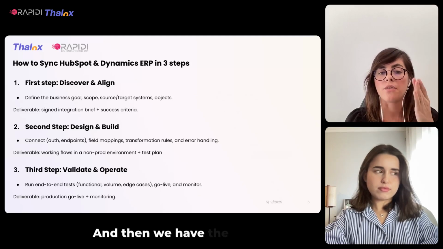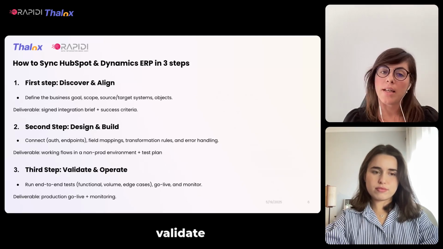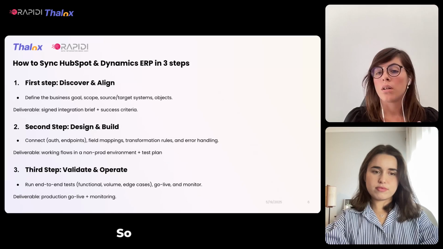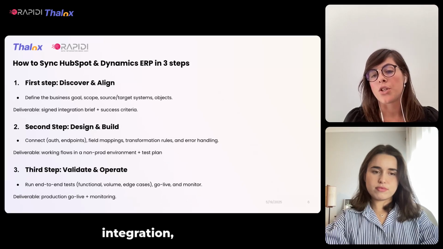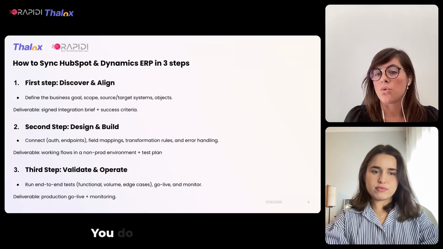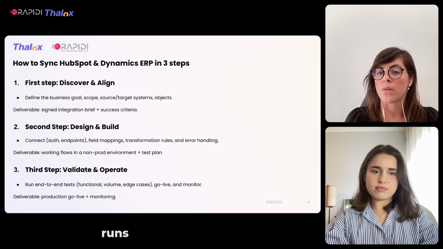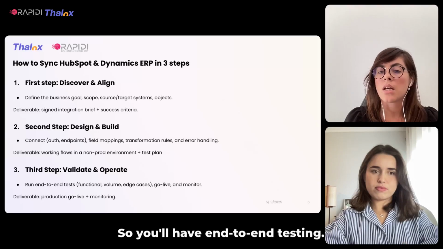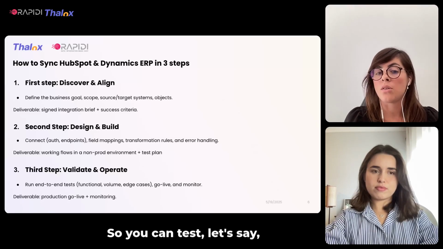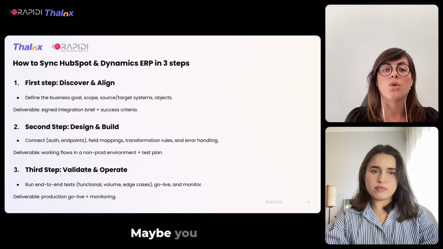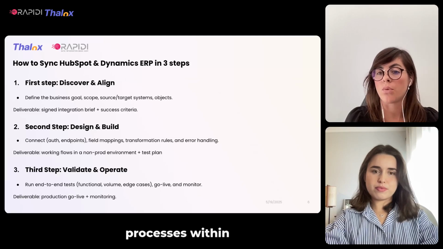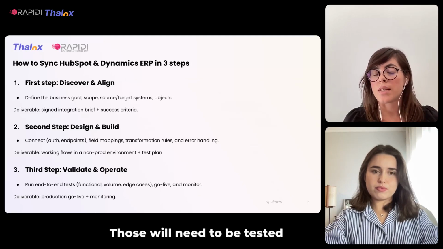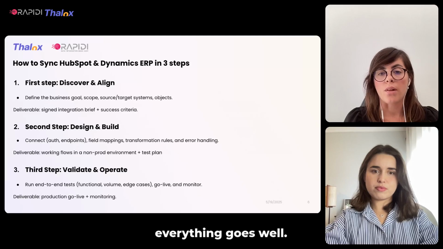And then we have the third step, which is validate and operate. So the idea is that when you build the integration, you do have to go through testing. You do want to make sure that everything runs okay and that you get the desired results. So you'll have end-to-end testing. You can test, let's say, edge cases, for example. Maybe you have very specific processes within the company. Those will need to be tested so then everything goes well.